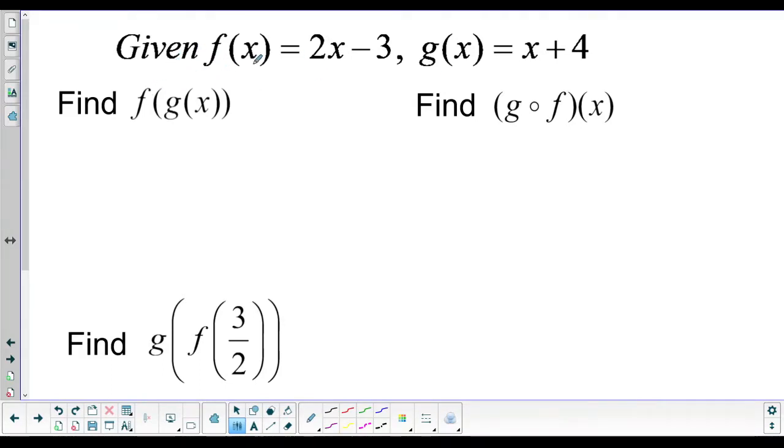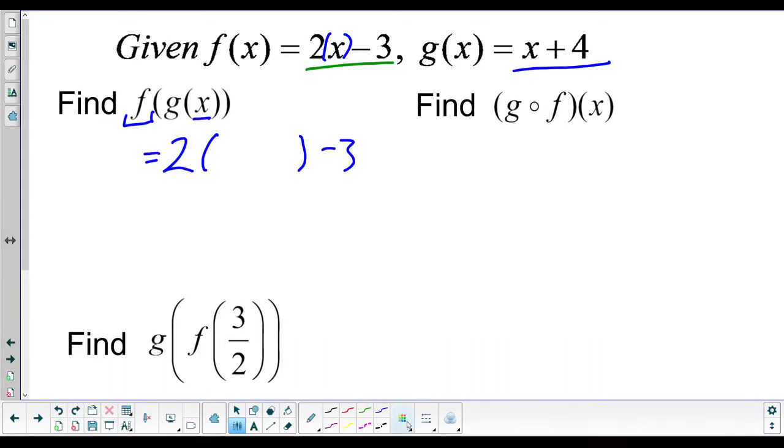It says, given f of x equals 2x minus 3, and g of x equals, what color do we want? How about blue? x plus 4. They want us to find f of g of x. So because we don't have a number here, we're going to start with the outside function, f, and we're going to expand it, and where the x is, we're going to replace it with parentheses. So this is going to be 2, where the x is, we put a big set of parentheses because we're going to fill them in, minus 3.